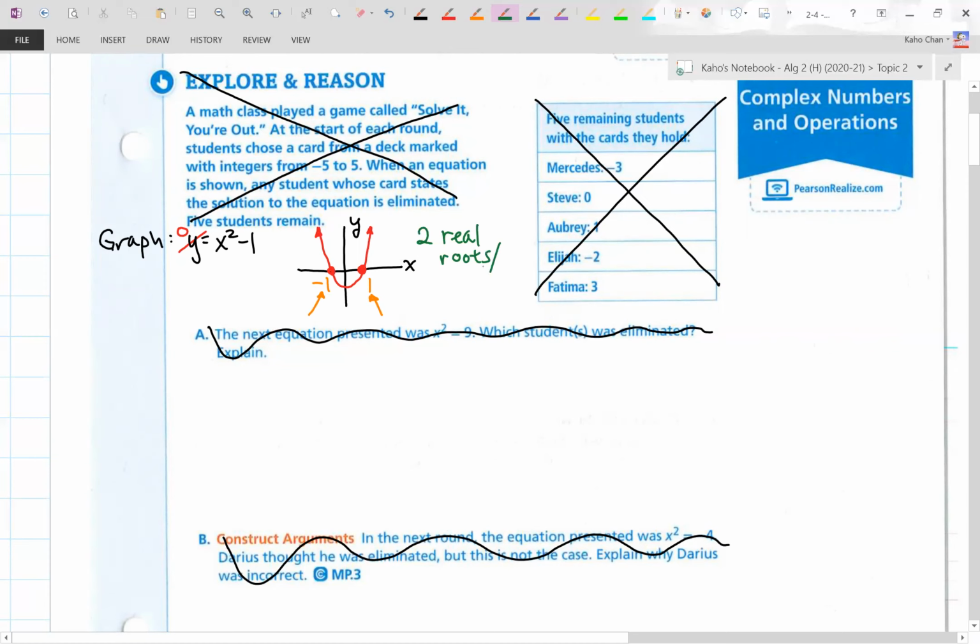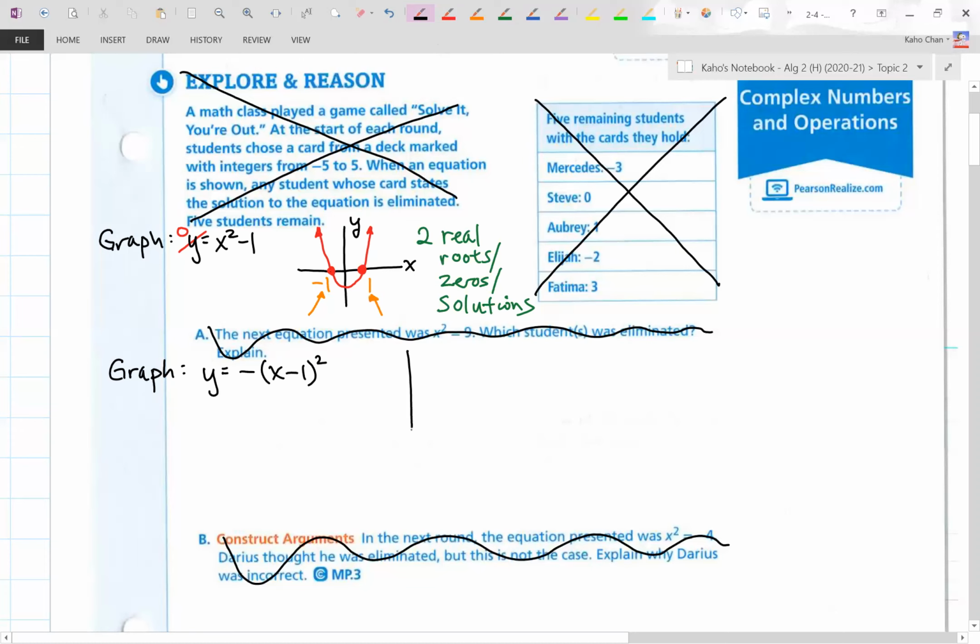Roots are also known as zeros or solutions. Okay? Two real roots in this case, two solutions. What if we change the problem to say this? Graph y equals, let's say, negative parentheses x minus 1 squared. What would that look like?